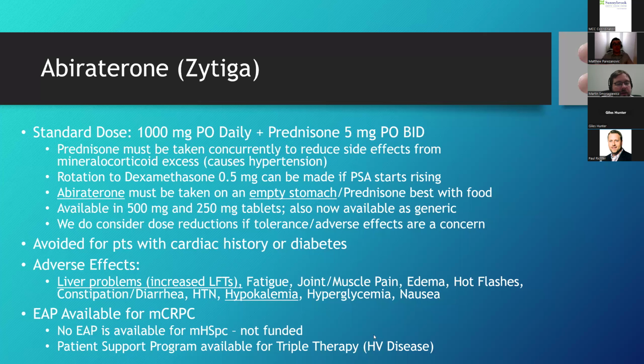And then the adverse effects I've listed are provided in the CCO teaching sheets that we review with our patients. So I've underlined the key ones that we really focus and emphasize on with each one of these therapies. So definitely liver problems and hypokalemia are the two leaders with abiraterone, but patients almost universally have some level of fatigue, joint muscle pain, edema, hot flashes, constipation, diarrhea, hypertension, hyperglycemia, and nausea with the ARAT-based therapies. And as mentioned, EAP is available for only castrate-resistant disease, but not for hormone sensitive.